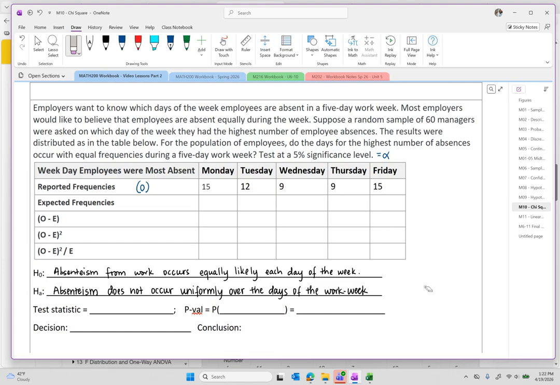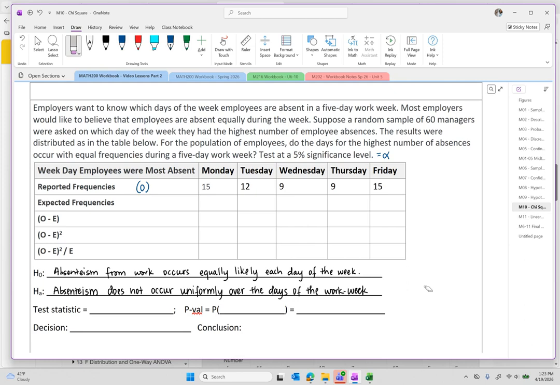We are continuing in the goodness of fit test in our statistics OER course, and we will do one example from the Intro to Statistics book by OpenStax. Employers want to know which days of the week employees are absent in a 5-day work week. Most employers would like to believe that employees are absent equally likely during the week. Suppose that a random sample of 60 managers were asked on which day of the week they had the highest number of employee absences, and the results were shown in the table below.